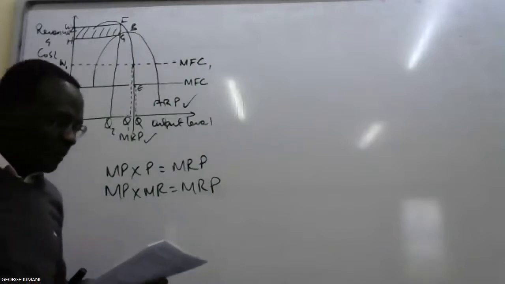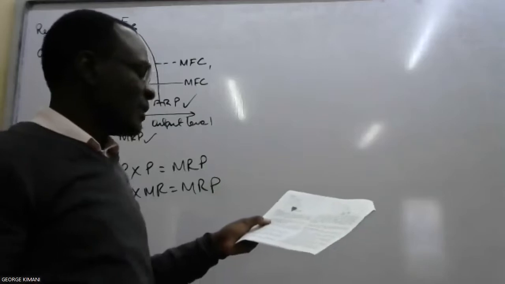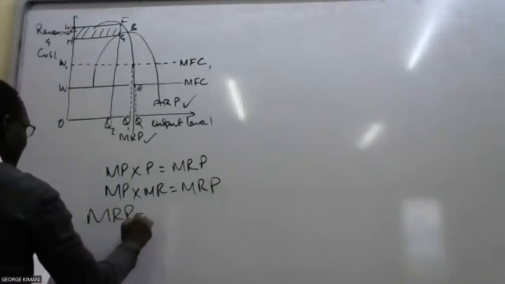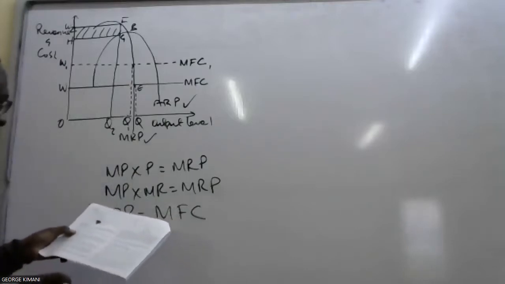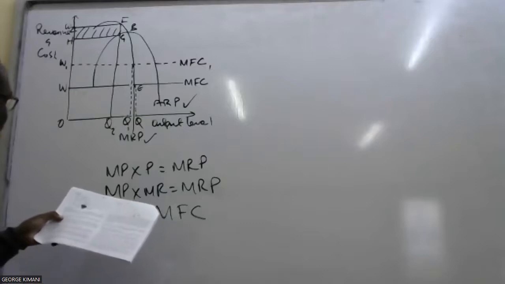A firm wishing to maximize profits will employ additional units of workers up to the point where MRP of labor is equal to MFC. So the optimal point is where MRP of labor is equal to MFC, marginal fixed cost. So where the two cross, the slope of MFC is greater than the slope of MRP at the point of intersection. The slope of MFC is zero, it's horizontal, and the slope of MRP is negative because it's coming from above.